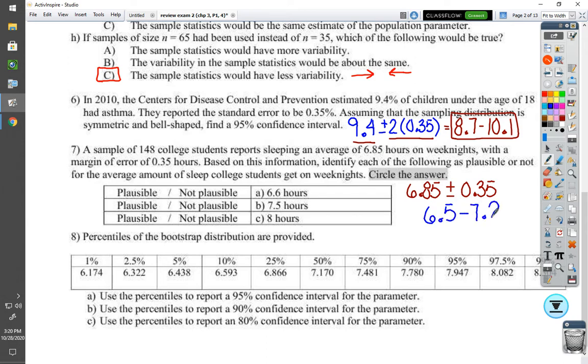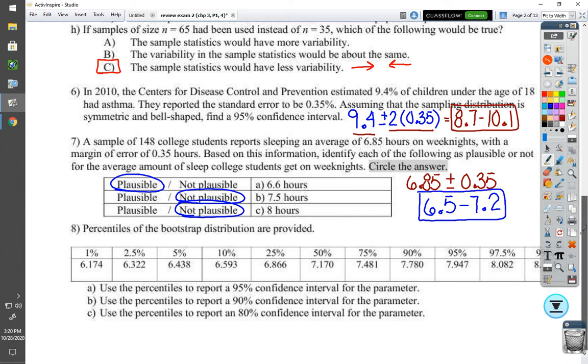This is critical in order to get this data. So my first one, 6.6, is inside of that data, plausible. 7.5 is outside of that data, not plausible. 8 hours is outside of that data, not plausible. We find the CI, and if it doesn't fit inside of the CI, then the plausibility is no.